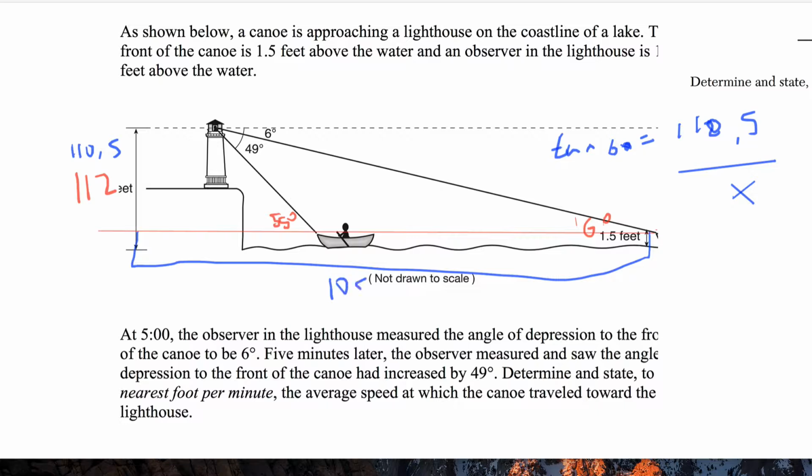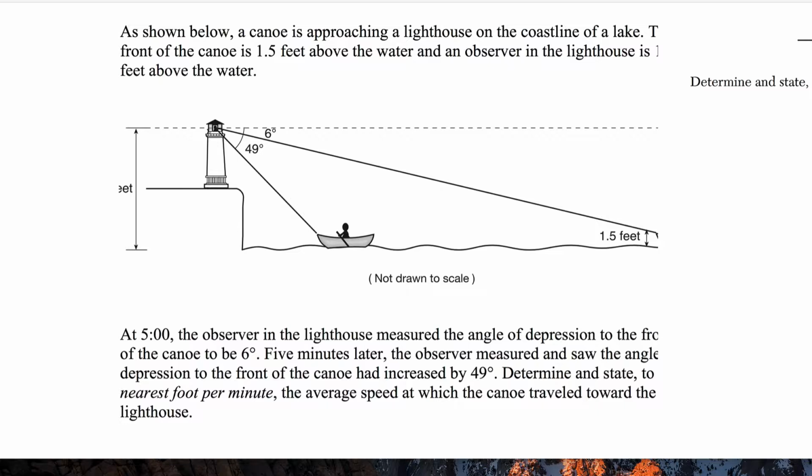1051. And then you do it with the small one, what do you get? 77. So he traveled how far? 1051 minus 77, what is that? 974. And he traveled that in 5 minutes. So 974 divided by 5 will tell you the speed that he traveled. Now, you could also do this without knowing it, I think. So let's see if we could do that.